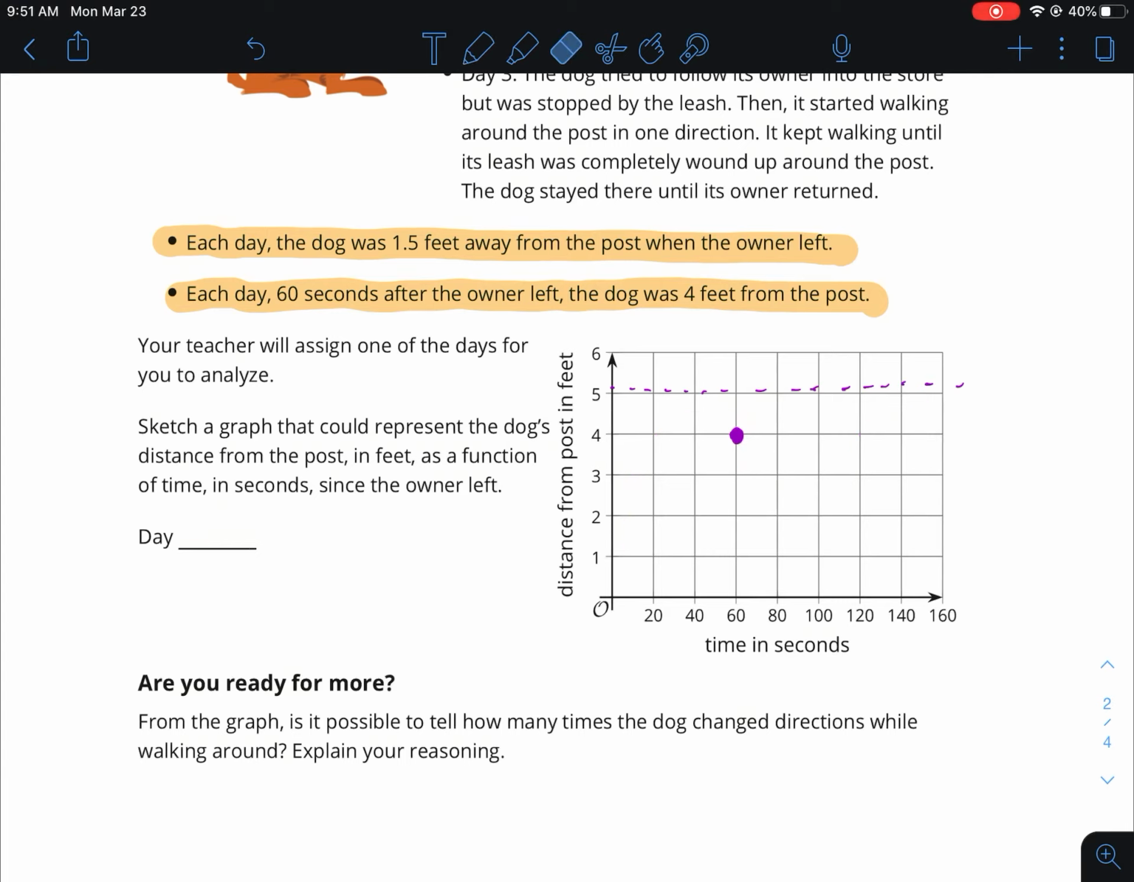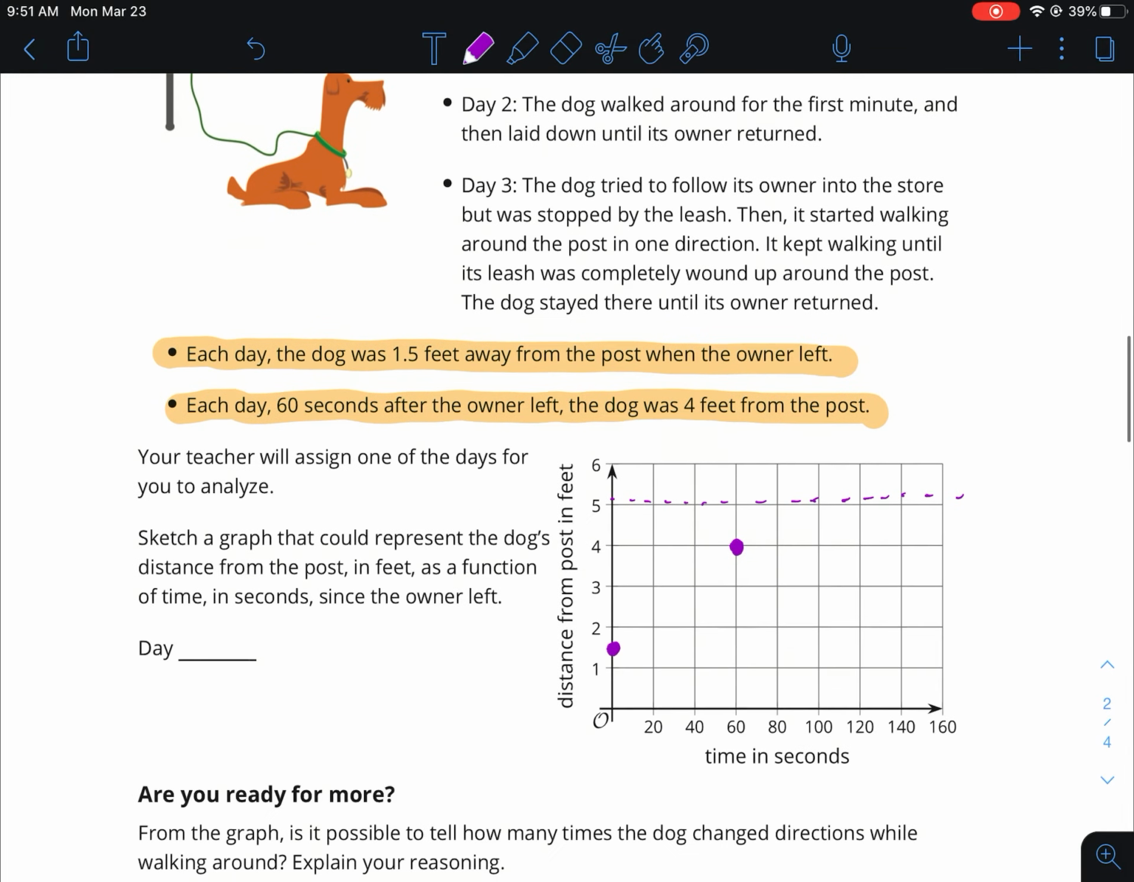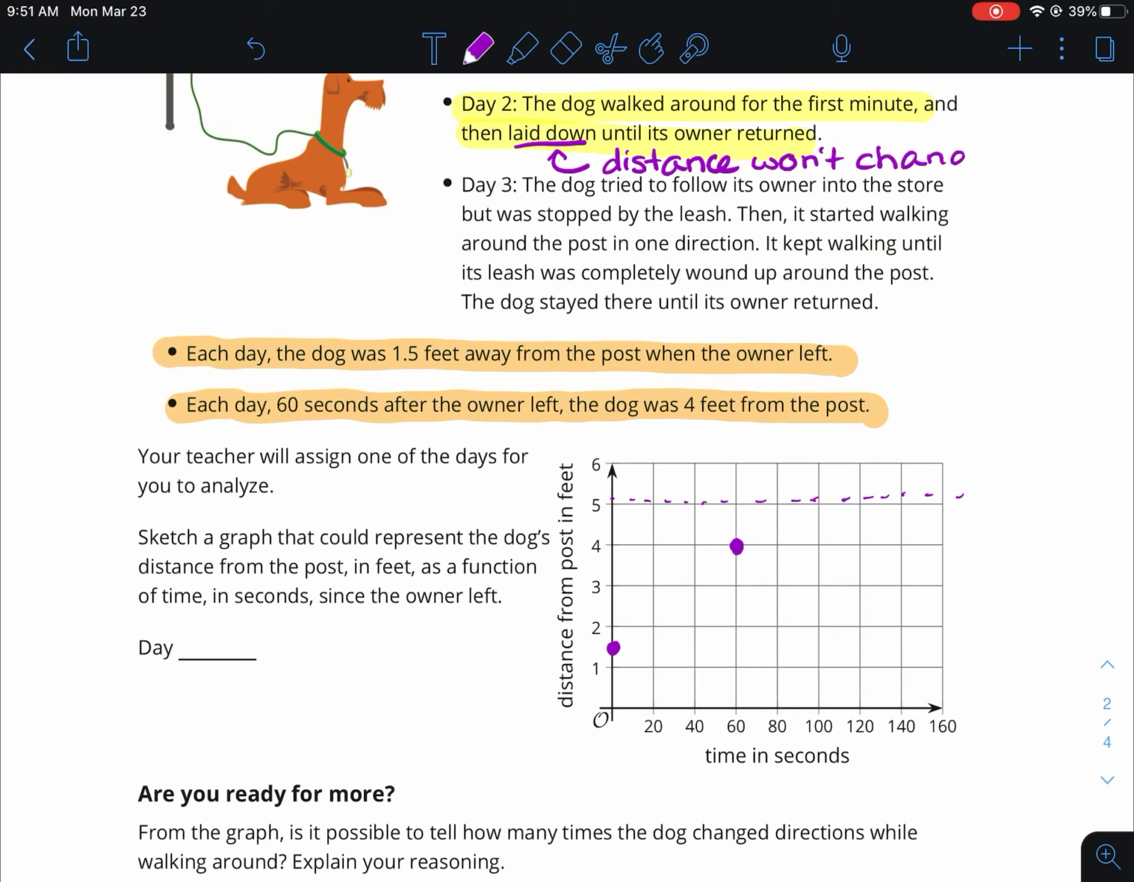Day 2 though, okay, well, I'm gonna keep those 2 points in. Day 2, the dog walked around for the first minute and then he laid down until his owner returned. So this laid down, so the distance won't change. So the first 60 seconds, he's walking around like last time. Maybe he walks all the way to the end of the leash and then he comes back. But then he just lays down. So you should have a flat line after that.